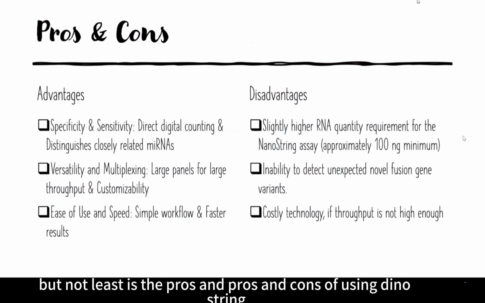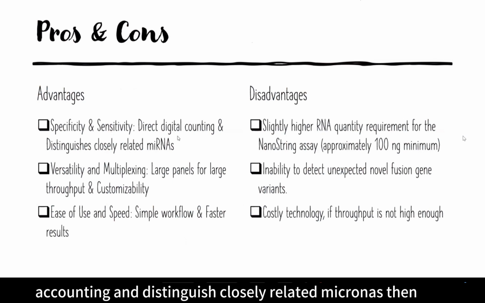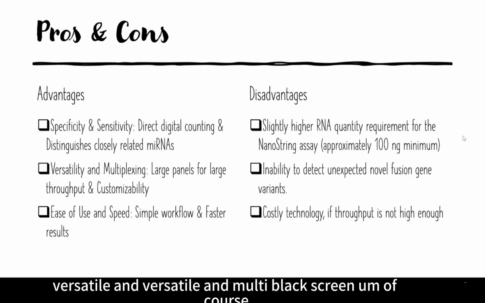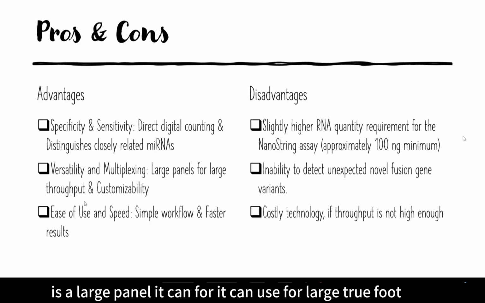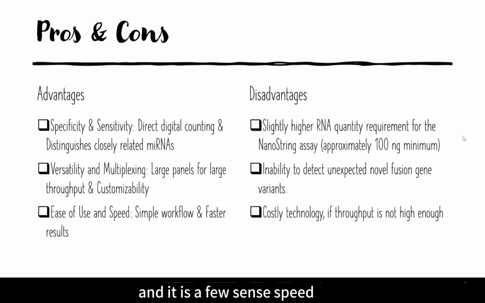And last but not least are the pros and cons of using NanoString. NanoString is said to be specific and sensitive, as it is a direct digital counting method and distinguishes closely related microRNAs. It is also versatile and multiplexing. Of course, it has a large panel, it can be used for large throughput, and you can customize the NanoString analyzer itself. It is also easy to use and fast, with a simple workflow and faster results.